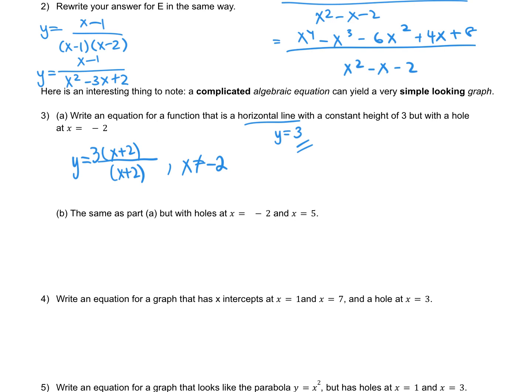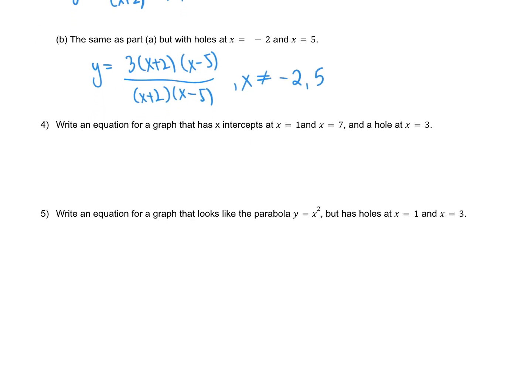And that's it. The same as part A, but this time we have holes at -2 and 5. It's going to be the exact same thing. It's just we're going to add an x minus 5 bracket to get that additional hole in there. And we'll have an extra restriction, of course. X cannot equal -2 or 5.